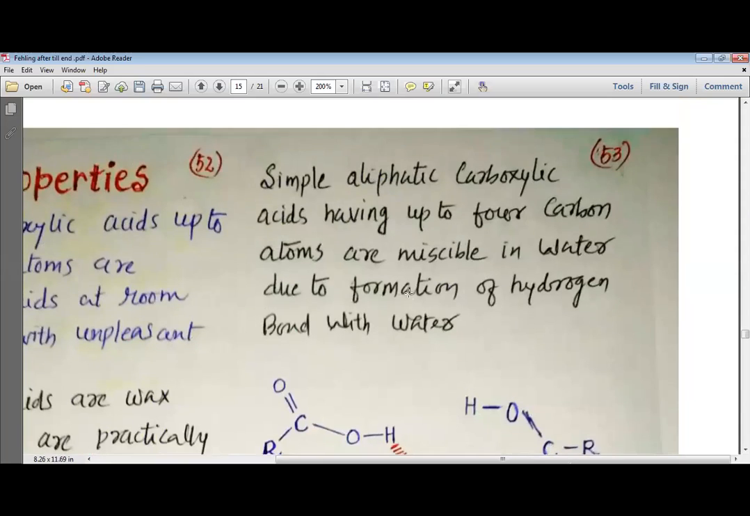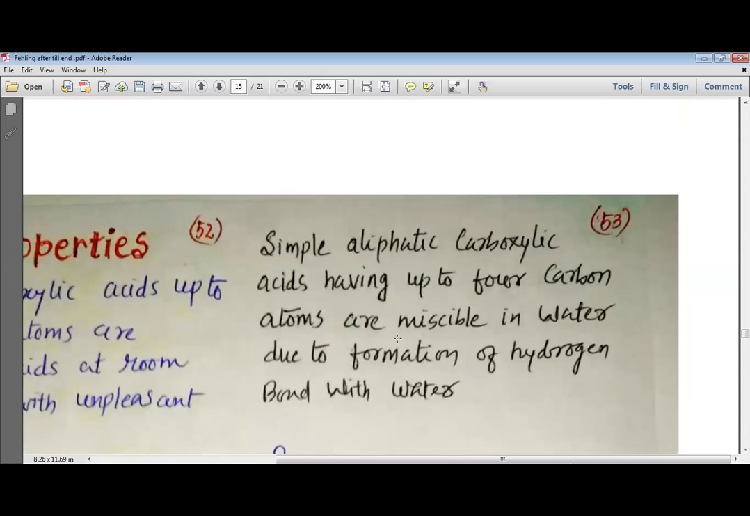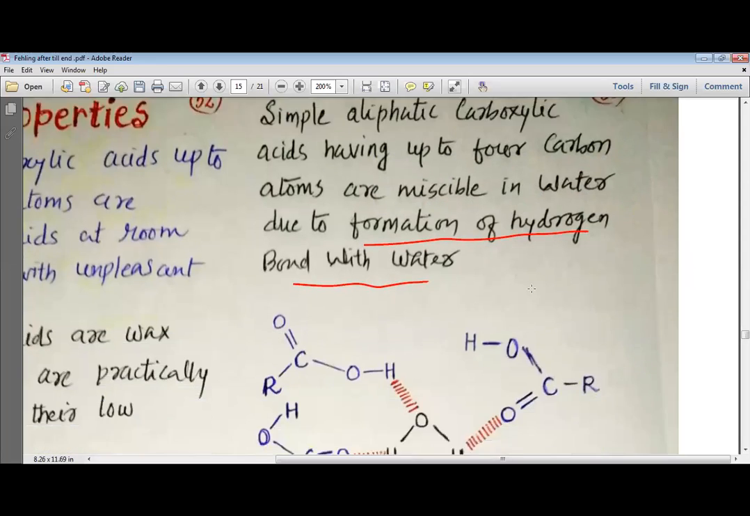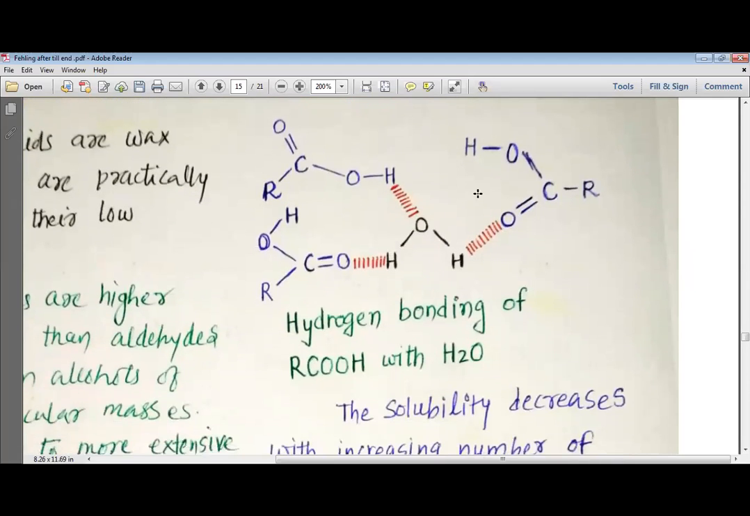You can see, my dear students, simple aliphatic carboxylic acids having up to 4 carbon atoms are miscible in water. Now, miscible means they can be dissolved in any amount. They can be easily dissolved, or they are highly soluble in water. So this is how we can understand the miscibility of these carboxylic acids in water. They are miscible in water because they form hydrogen bonds with water. Now here in this figure, my dear students, you can see the hydrogen bond formed by the carboxylic acid with the water.